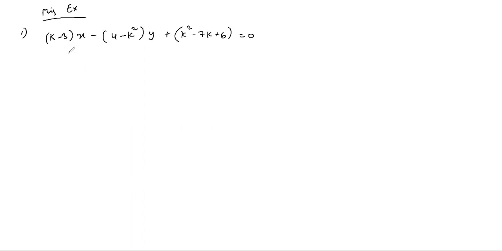First problem. (k minus 3)x minus (4 minus k square)y plus k square minus 7k plus 6 equals 0. This is the given line. We have to find the value of k corresponding to the first one.